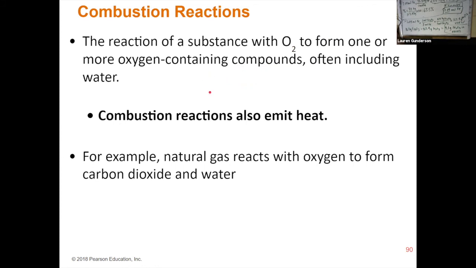Our combustion reactions are going to produce carbon dioxide, or if there's no carbon in the reaction, it can produce some other kind of oxide. And our combustion reactions will produce water or water vapor. Our combustion reactions are always going to emit heat. That will be one of the products as well. And one of our most common examples of a combustion reaction is natural gas with oxygen, right?